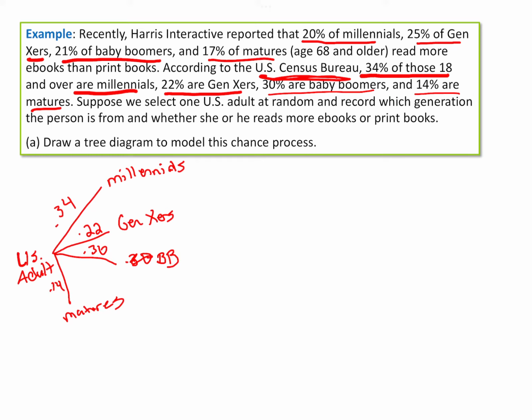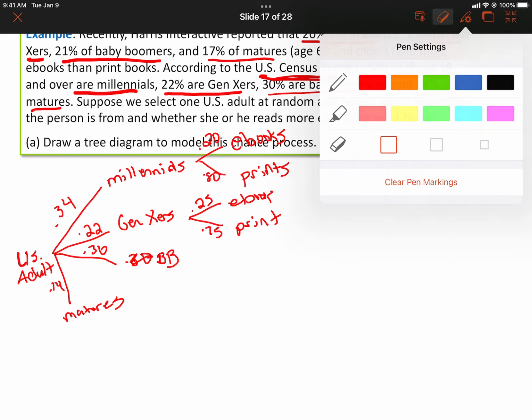So from that, we have information on who is reading books, whether they're reading ebooks or whether they are reading print books. So from our millennials, here we're going to go to ebooks and print books. And from our millennials, 20% read ebooks. So if 20% read ebooks, these have to add to 1. That means 80% read prints. Then we would do the same thing from Gen Xers. We would have our ebook and our print. And so here, 25% are ebooks, which means 75% are prints. And we're going to do that for each one of ours.